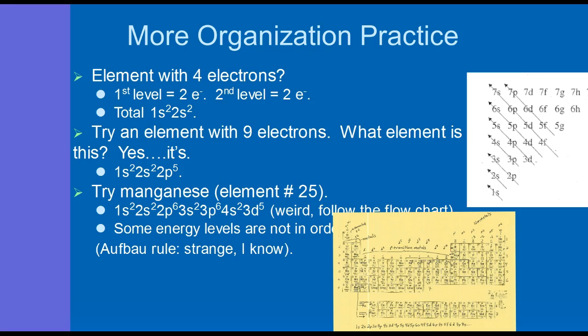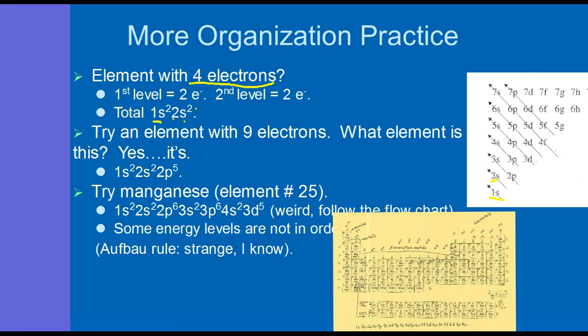So let's see if we can do some of these. If I were to ask you, what is the configuration of an element that has 4 electrons? You really just go to your squiggly chart, and you first fill up the 1s. So there's the 1s, and you put 2 electrons into it. Then you move up to the 2s, and you write 2s, and then you put 2 electrons in it, and you add your superscripts to see if you're at 4 electrons yet.